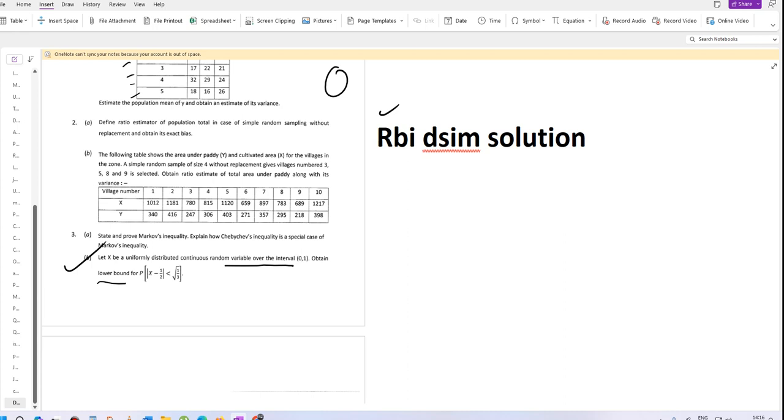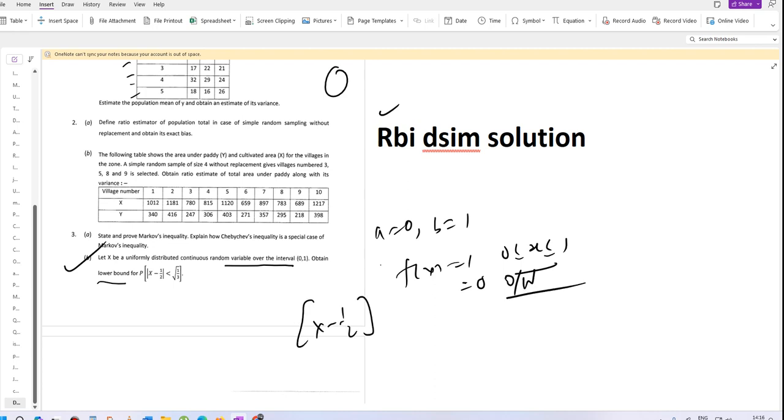Okay, so in this case, if we take a equal to 0 and b equal to 1, therefore the PDF of x is f(x) equal to 1 if 0 is less than or equal to x less than or equal to 1, and 0 otherwise. So therefore the event |x minus half| less than 1 by root 3 represents a range of values of x within the 1 by root 3 distance from half.